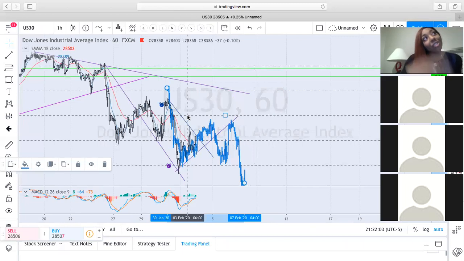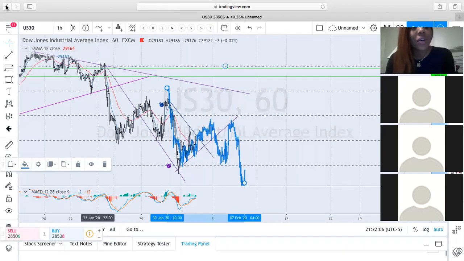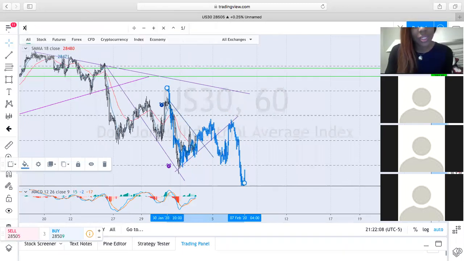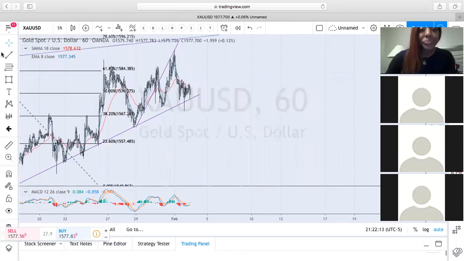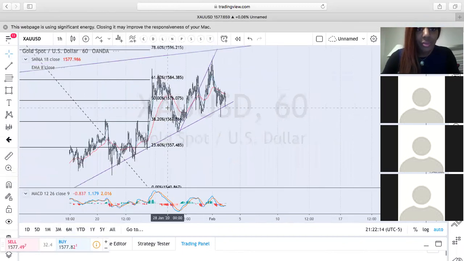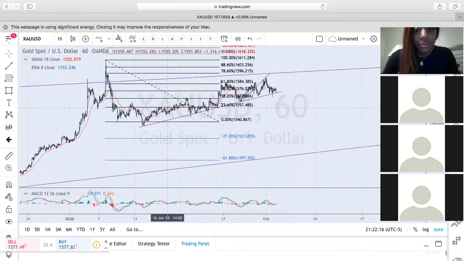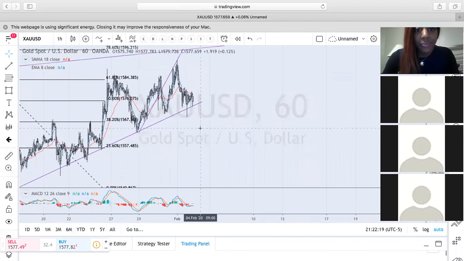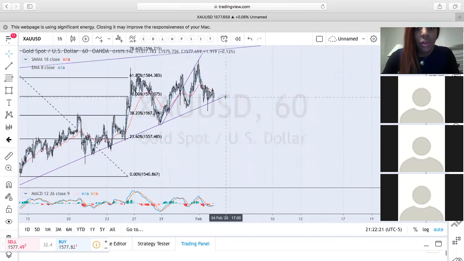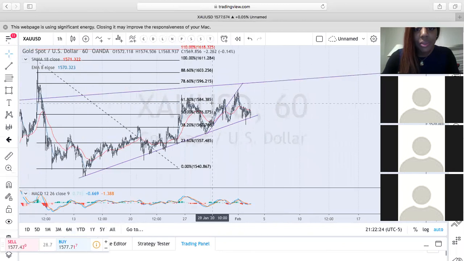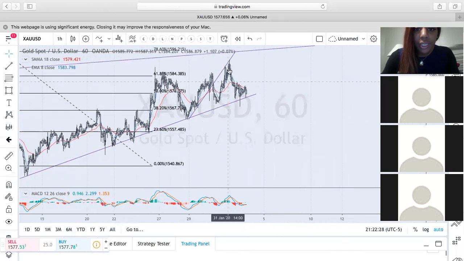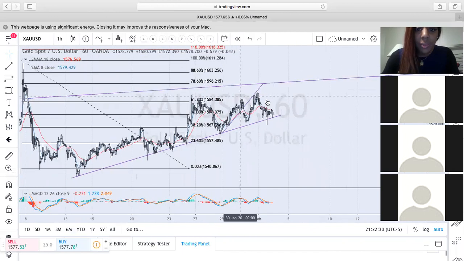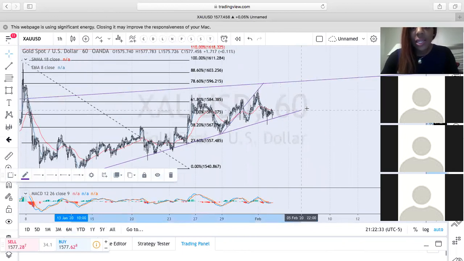Let's see. If I have US 30 going up, that means gold, let me see what gold is doing. Okay, yeah. So, break test up. Now it's at this trend line, same thing. I need to see how this structure plays out.